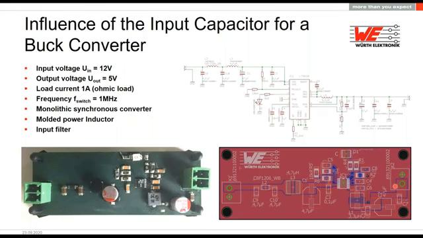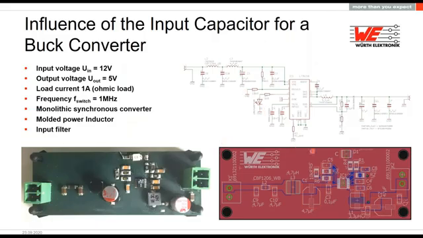I go from 12 volt to 5 volt with 1 amp and ohmic load, so no inductive or capacitive load. Switching frequency is 1 megahertz, and it's a monolithic synchronous converter. And I use an LHMI molded power inductor. And what you see here is also the input filter: input inductors, input capacitors, the output inductor, and the output capacitors here.